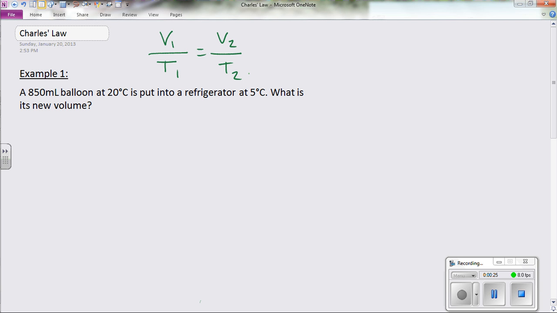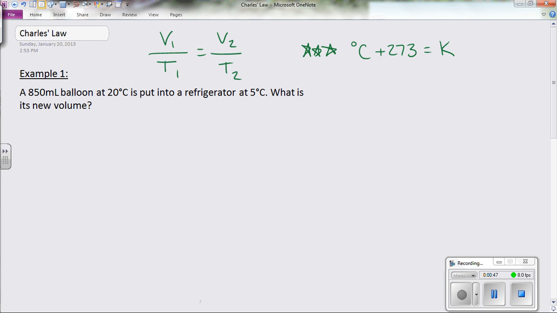Now, one really important thing to remember for this is that when you deal with temperature and gas laws, everything has to be in Kelvin. So anytime you see degrees Celsius, you have to remember to add 273 in order to get Kelvin. If you do it with Celsius, you'll get the wrong answer. So let's get started with example 1.